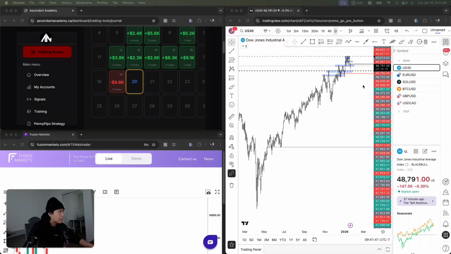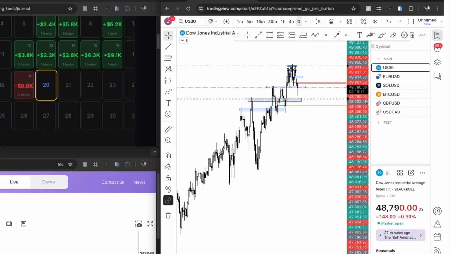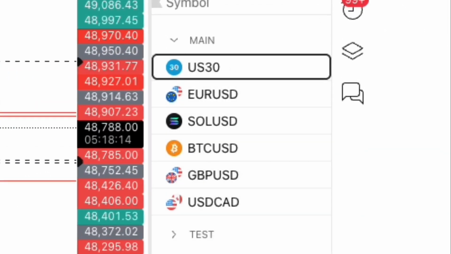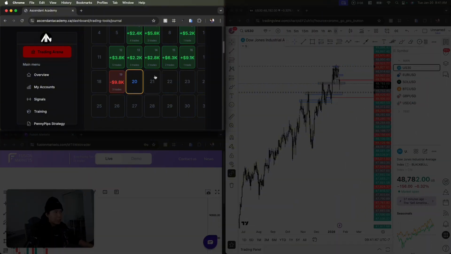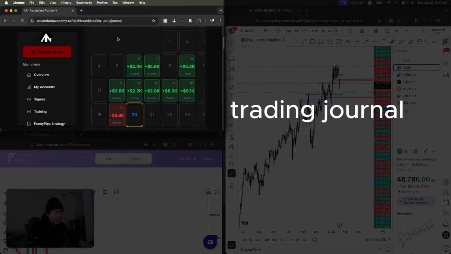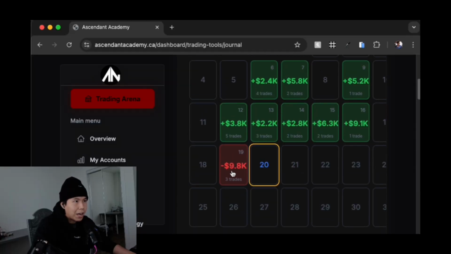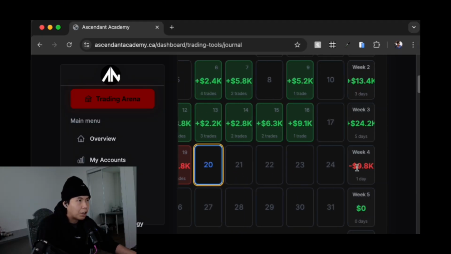Okay, so the first thing I do every single day is I break down my watch list here of all the markets. Top left is my trading journal that anybody can get access to, ascendantacademy.ca/dashboard. Yesterday we had a big losing day, so today we're going to be trying to make that back and then some to hopefully come out on top for the week.